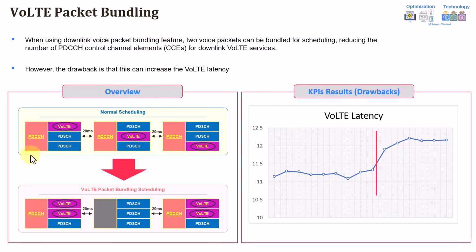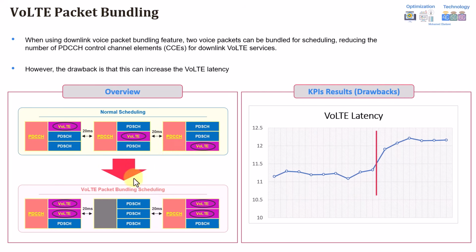If you look at the normal scheduling, which we explained in the previous slides, the allocation will be every 20 milliseconds, and you will have your PDCCH, resource blocks and MCS and so on. Here you can see every 20 milliseconds you have a PDSCH allocation, with the related resource blocks for the PDSCH and the MCS as well. So you will have the packets here.